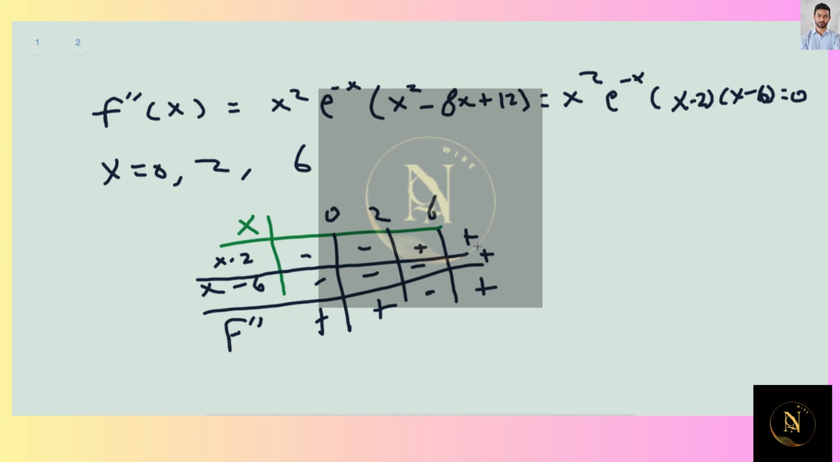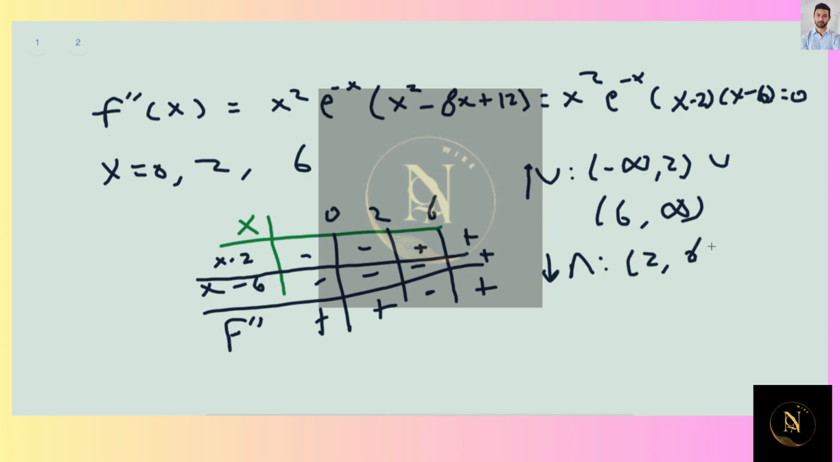So when f double prime is positive, we know it is concave up, which is a U shape, and that occurs from negative infinity to 2, and from 6 to infinity. And then concave down, which is an upside down U, occurs between 2 and 6.